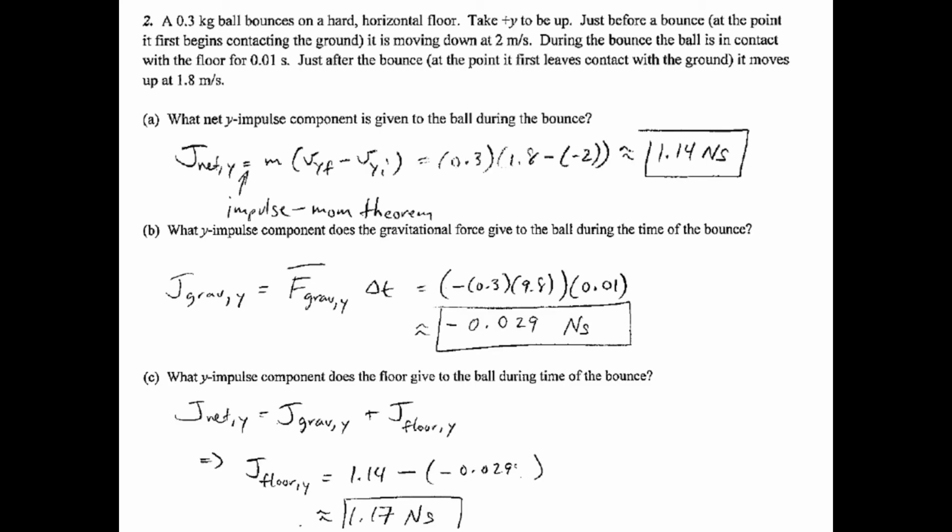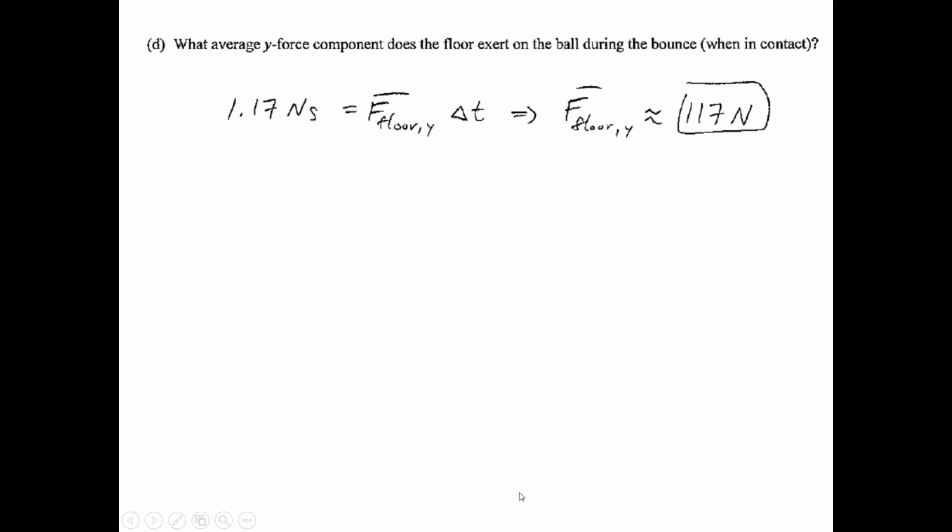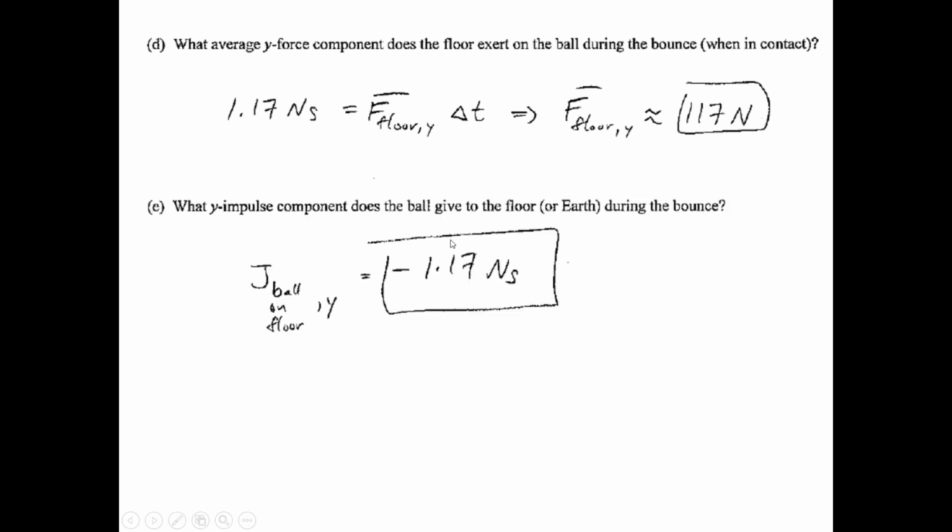Part D, what average y force component does the floor exert on the ball during the bounce? We can use our previous result of 1.17 Newton seconds. That is the impulse, and it's equal to the average y floor force component times delta t. We know delta t is 0.01, so to solve for the force, we just divide by 1/100th. Dividing by 1/100th ends up multiplying by 100, and that gives 117 newtons.